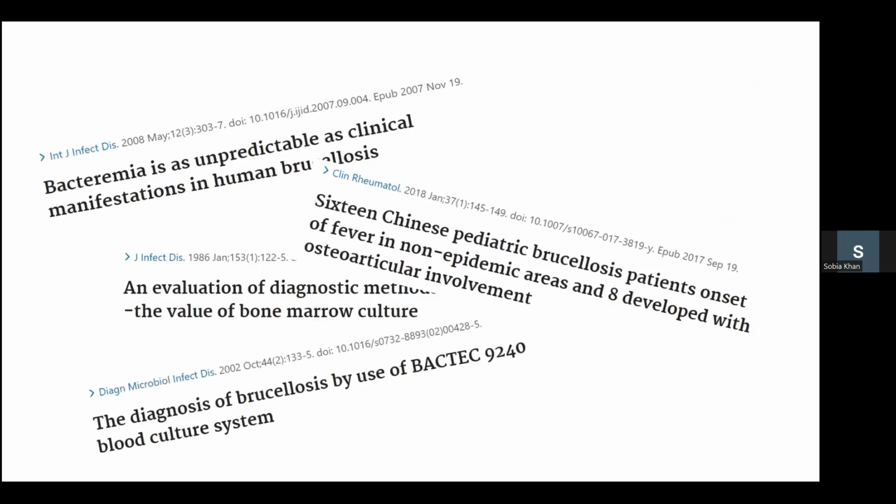However, in two to three studies, bone marrow did show a higher sensitivity. Like in a 2008 article in the International Journal of Infectious Diseases, blood culture identified 45.6% of cases, whereas bone marrow culture identified 82.5% of the cases. So definitely the percentages varied among different articles. However, there's no recommendation for bone marrow culture being the gold standard. Because blood cultures are easier and more accessible, they are preferred over bone marrow culture.